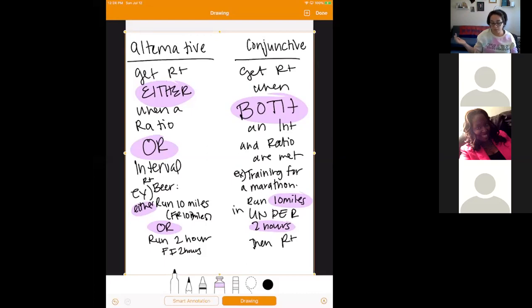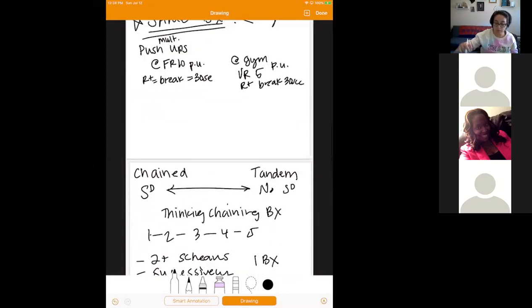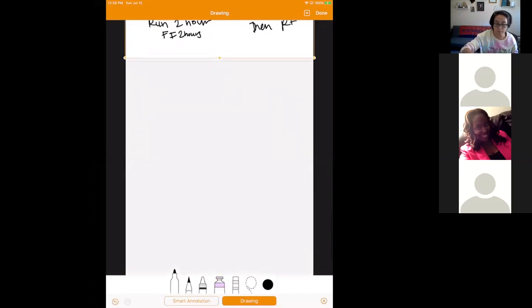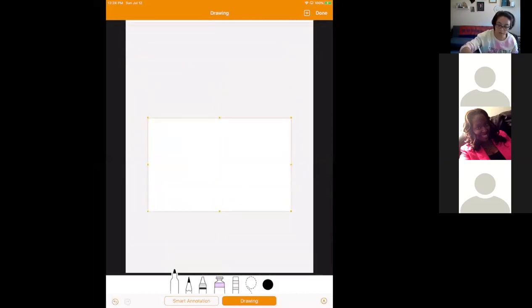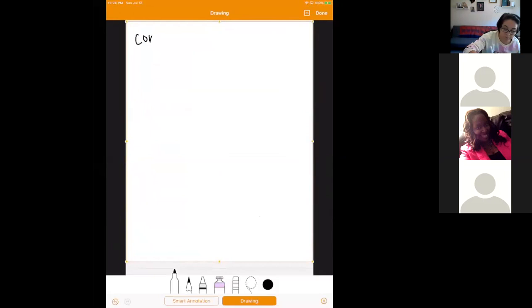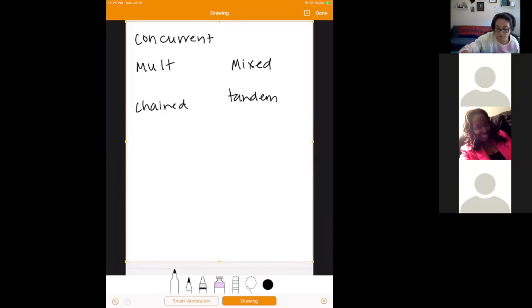I know they're confusing, but just put them in your little table, the way I did them on my whiteboard, to help me remember. There we go, concurrent. I can go back to any pages you need me to. I just wrote concurrent, and then I did multiple, mixed, chained, tandem, alternative, conjunctive. That's all I did.